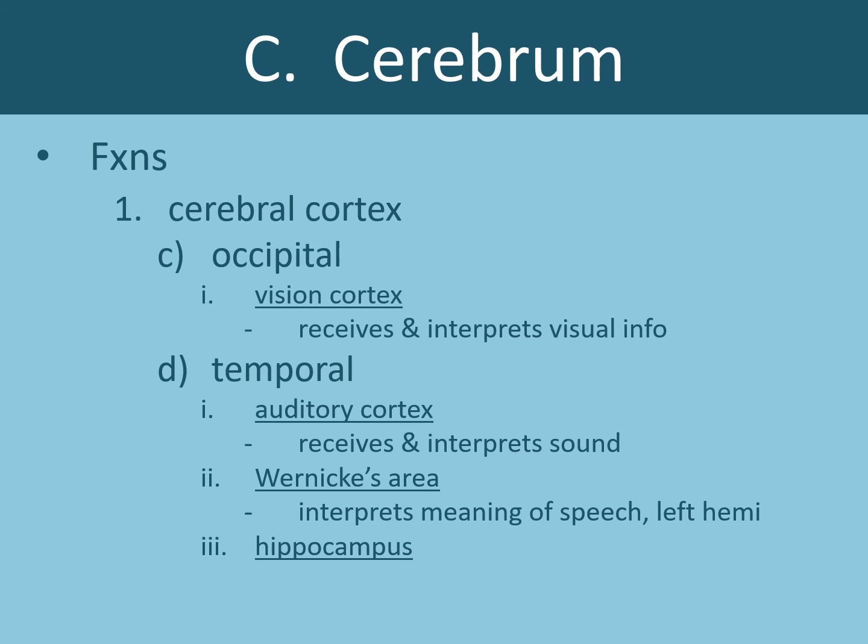And finally, the hippocampus. The hippocampus is involved in long-term memory and emotions. It's one of the first areas of the brain that's damaged in most types of dementia, including Alzheimer's.